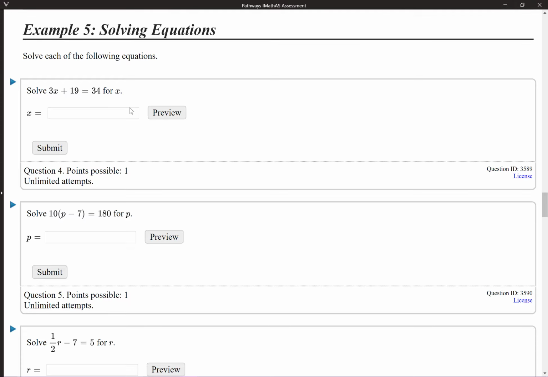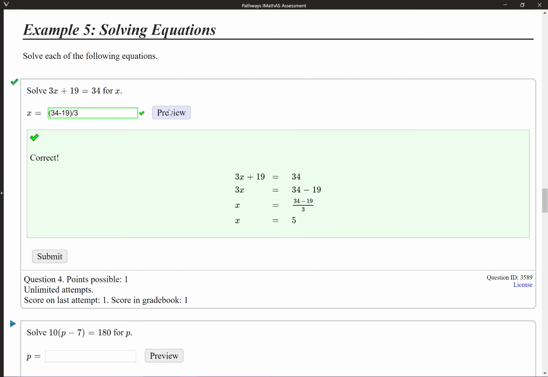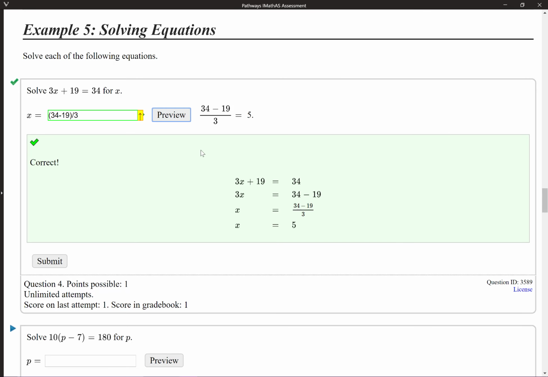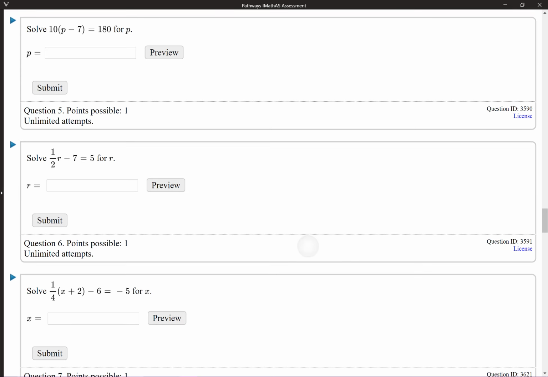In iMathAS, we can actually enter in this numerical expression. iMathAS will do the computation and tells us that this value is 5. Therefore, 5 is the solution to the equation 3x plus 19 is equal to 34. Now, let's look at the second part.